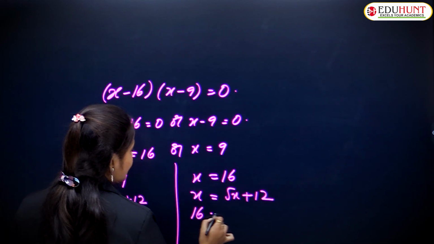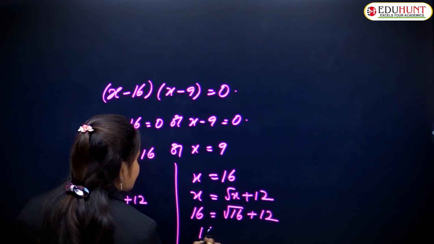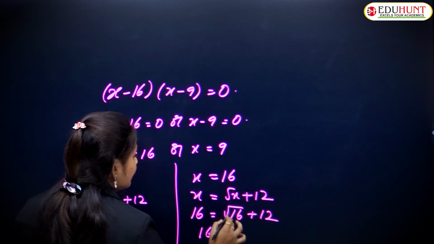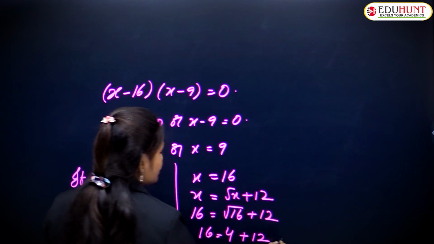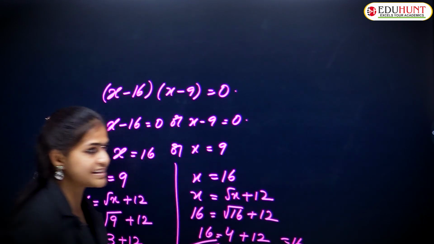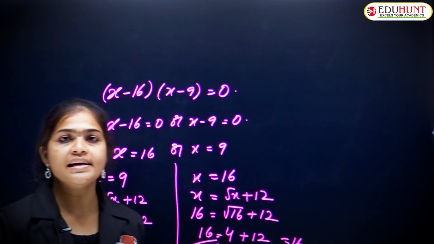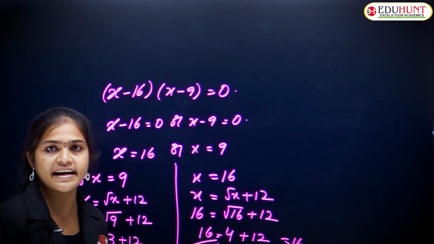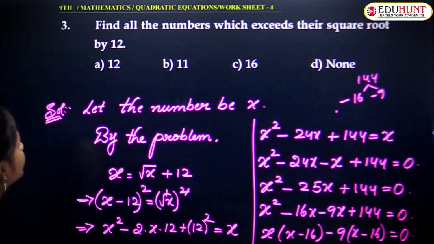So 16 is equal to square root of 16 plus 12. So 16 is equal to, here square root of 16 means 4, plus 12. So 4 plus 12 is equal to 16. So LHS is equal to RHS. Satisfying or not? So which value is satisfying here? Yes, x is equal to 16 is satisfying. So the option says that, yes.